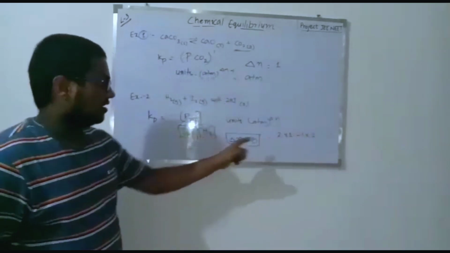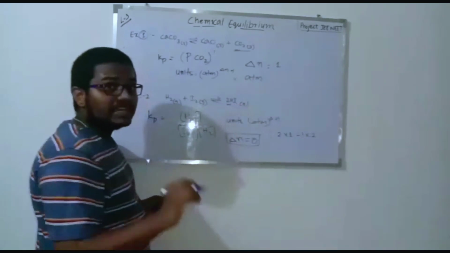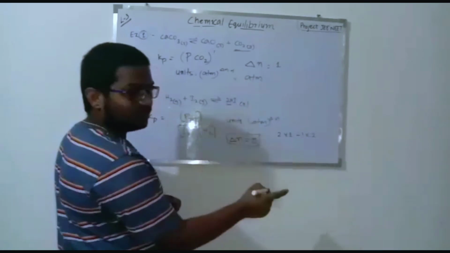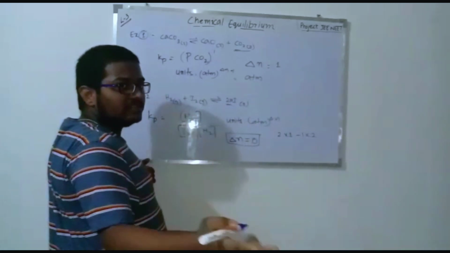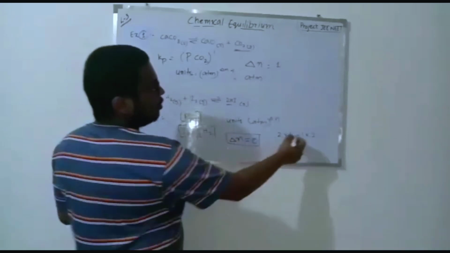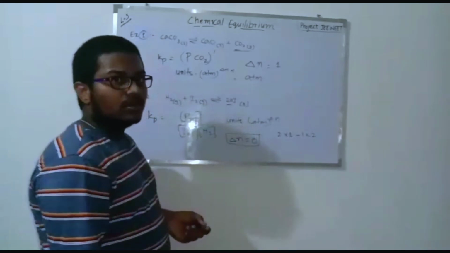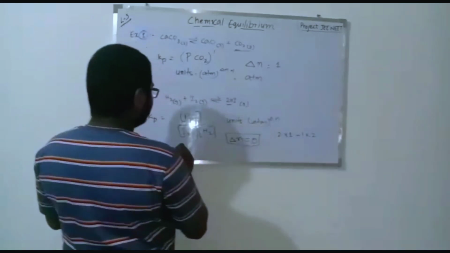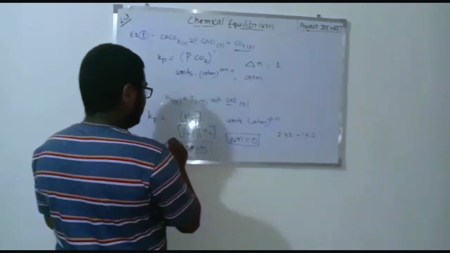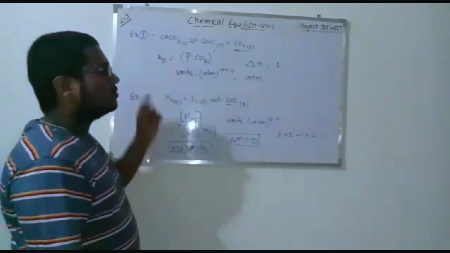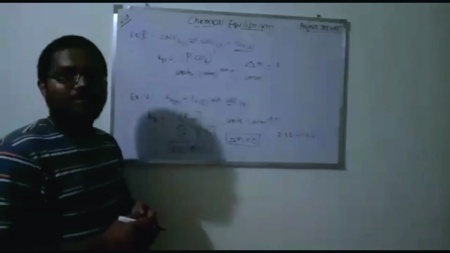The reason delta N is 0 is that there are 2 moles of HI in gaseous phase, so 2 into 1, minus the reactants: there are 2 reactants and 1 mole of each is in gaseous phase, so 1 into 2. 2 into 1 minus 1 into 2 is equal to 0. So delta N is 0, and therefore there are no units for this Kp value. Please note these two examples, which help in understanding the concept of the equilibrium constant in terms of partial pressures.